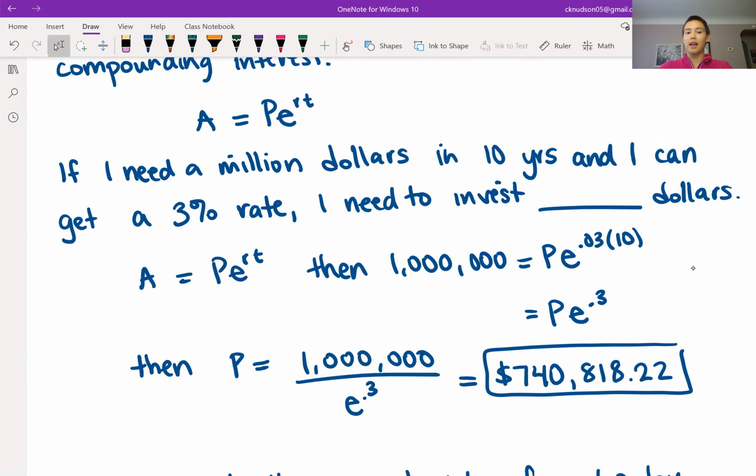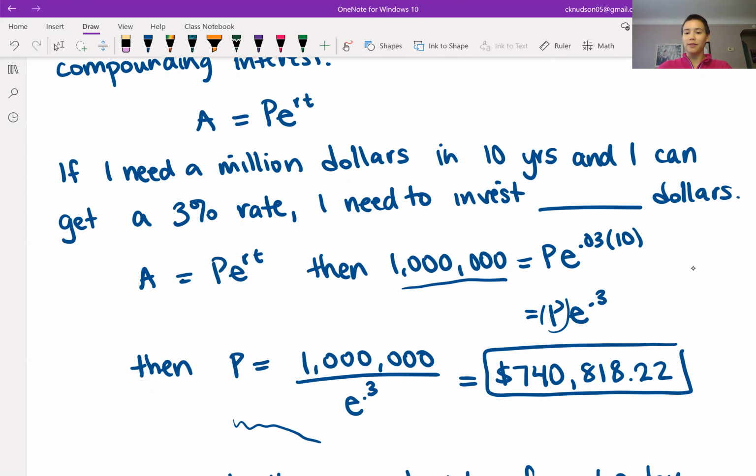So go ahead and plug in A equals 1 million, R equals 0.03, and T equals 10. So I have 1 million equals P times e to the 0.3. Now to solve for P, just divide both sides by e to the 0.3. So doing this gives us P equals 1 million divided by e to the 0.3. And then you can crunch that out and you'll see it's $740,818 and about 22 cents.